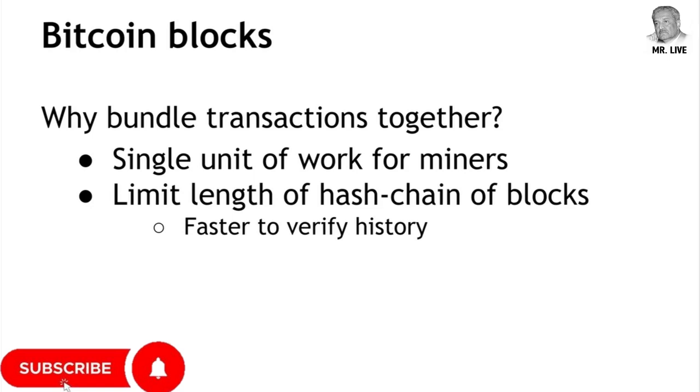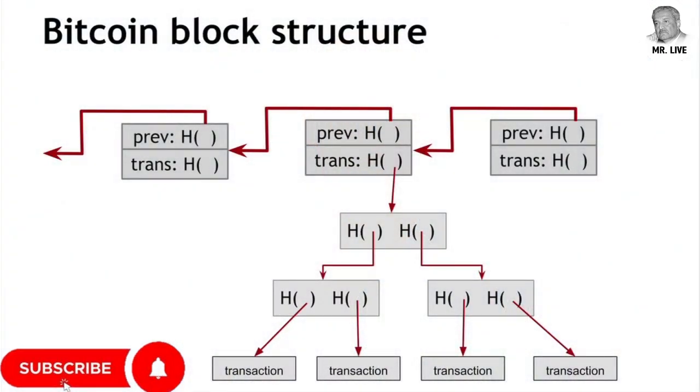It also makes the hash chain of blocks shorter because we only need one block for a large number of transactions. And that's going to make it easier for us to verify the blockchain data structure. So what does the blockchain data structure look like?